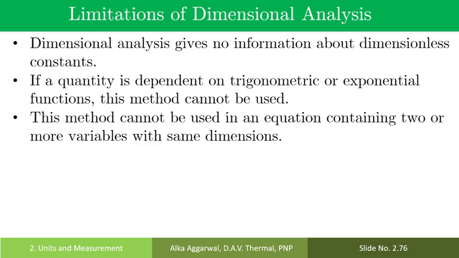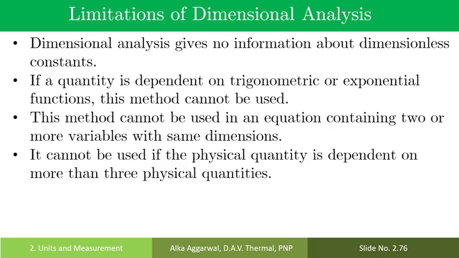This method cannot be used in an equation containing two or more variables with the same dimensions. It cannot be used if the physical quantity depends on more than 3 physical quantities. This is because by equating powers of M, L and T, we can obtain only 3 equations. So powers of 3 variables can be determined by this method, not more than 3.